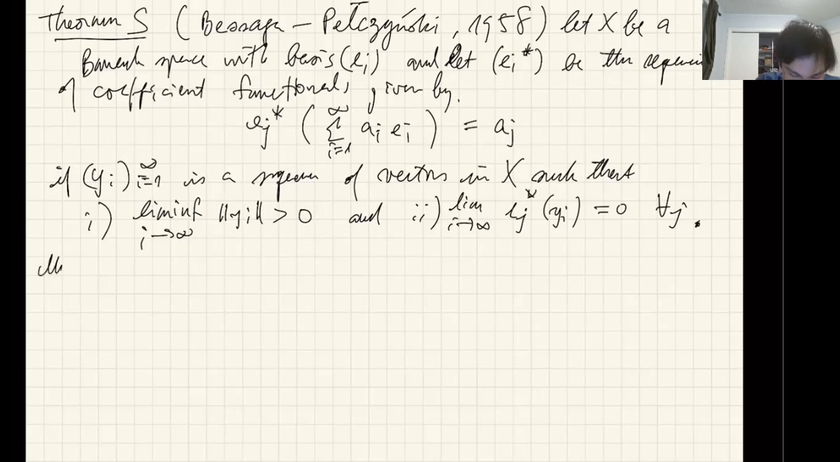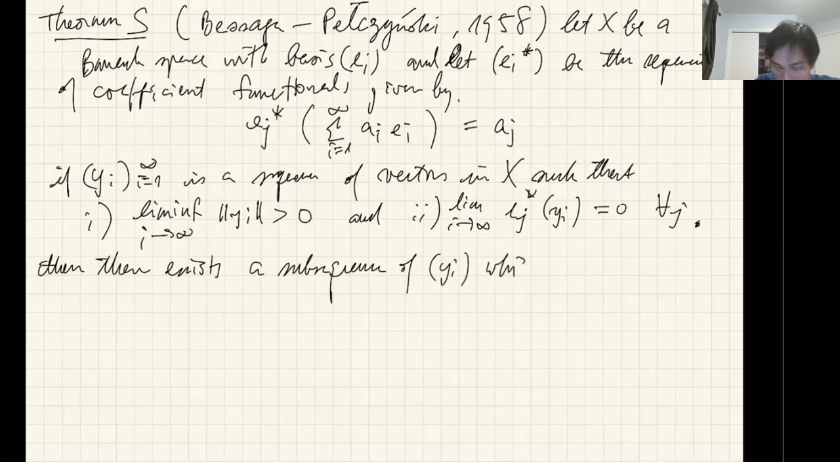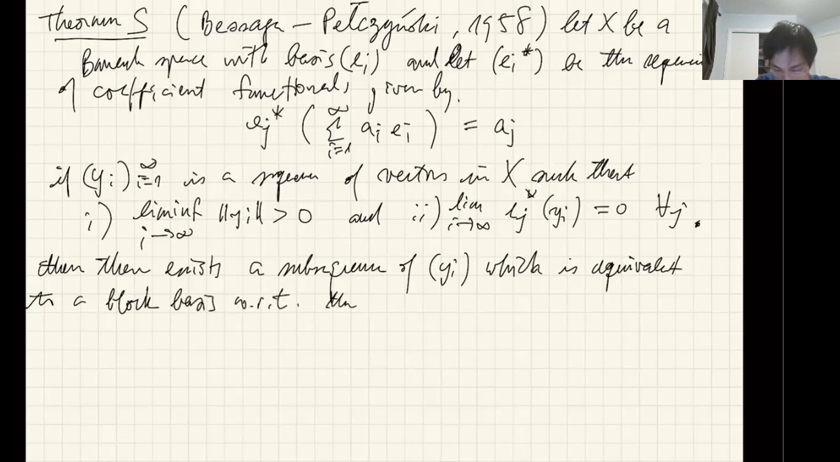Then there exists a subsequence of y_i which is equivalent to a block basis with respect to the original basis e_i. Okay, so it's kind of a lot to say, but we just have these two conditions, and it's going to give us a subsequence that's equivalent to a block basis.